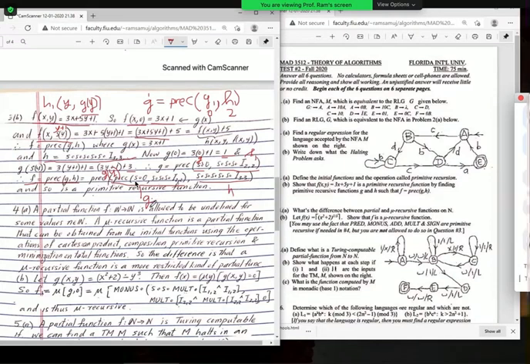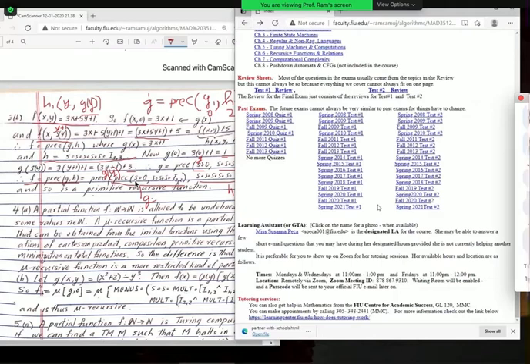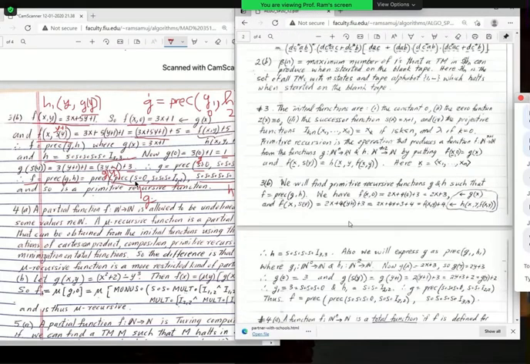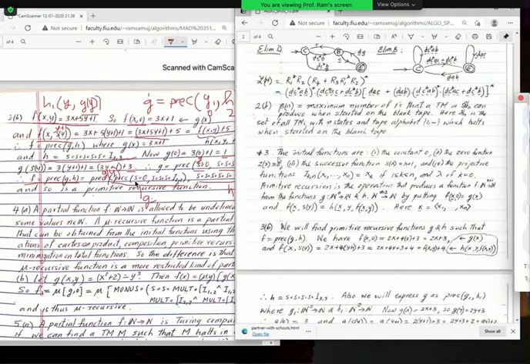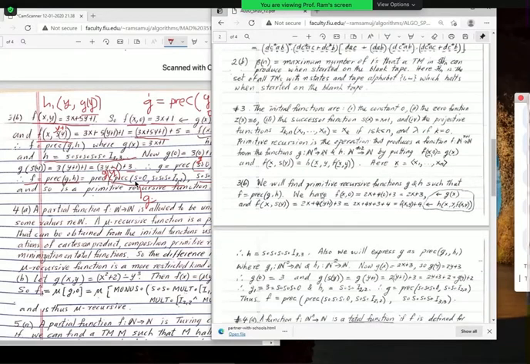let me go back here and show you what happened. I am not going to go through the whole full details, but let me go back and show you what happened when we did the same question, and it was a different thing. So I said same thing, initial functions and whatever, and we will find primitive recursive functions g and h such that f is equal to primitive recursion on g and h. Then I found f of x and 0, I got the g, I got the h.